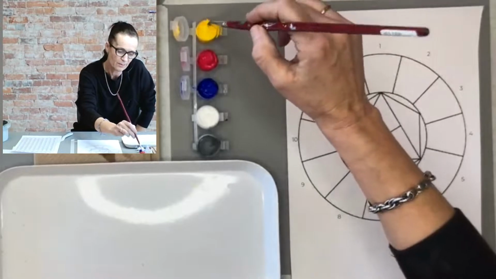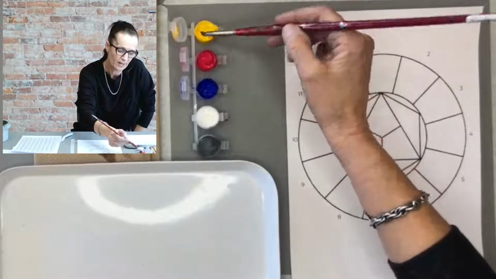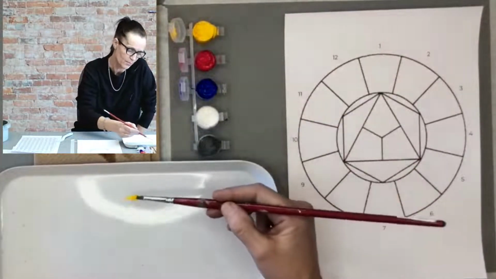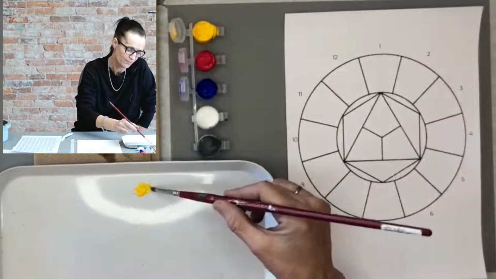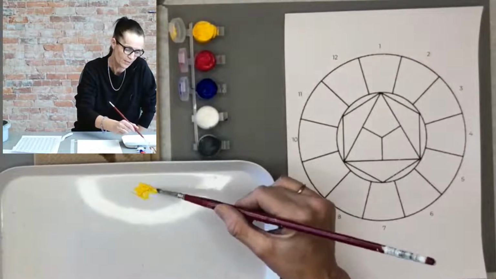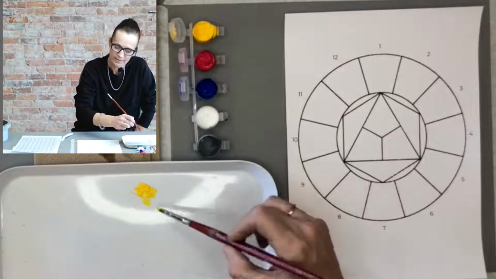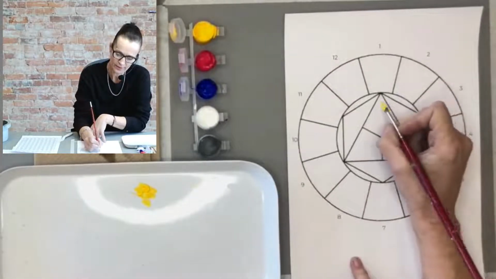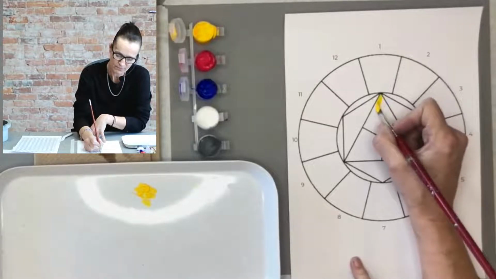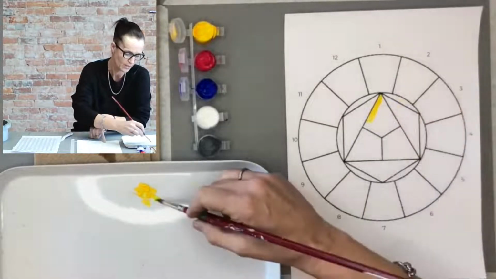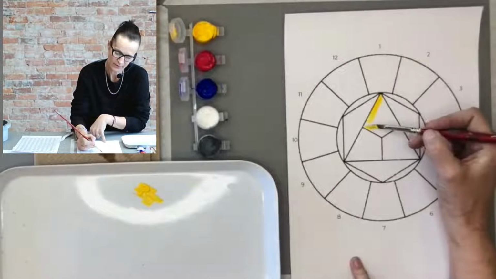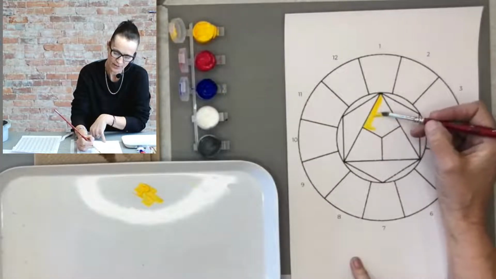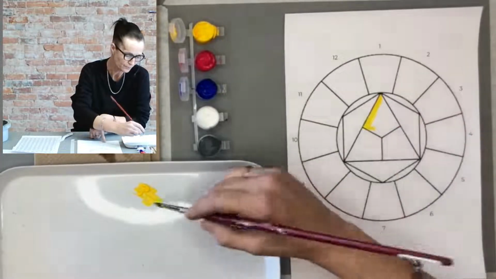So I'm going to take a little bit of yellow out, and I'm just going to put a tiny bit of yellow on my palette. Not a lot, okay? And I'm going to use it full strength. I'm not watering anything down. And we're going to call yellow our 1 color, and we are going to fill it in the center of your wheel. And I'm starting with yellow.